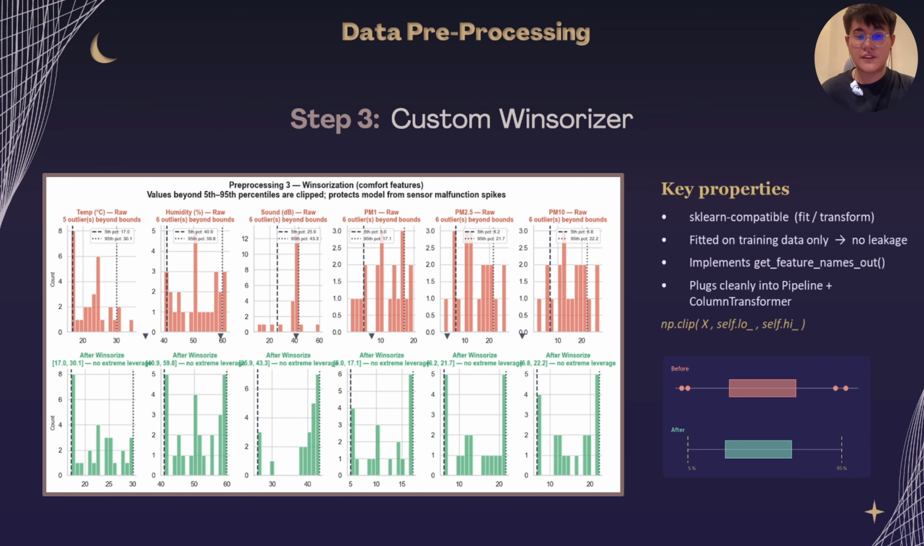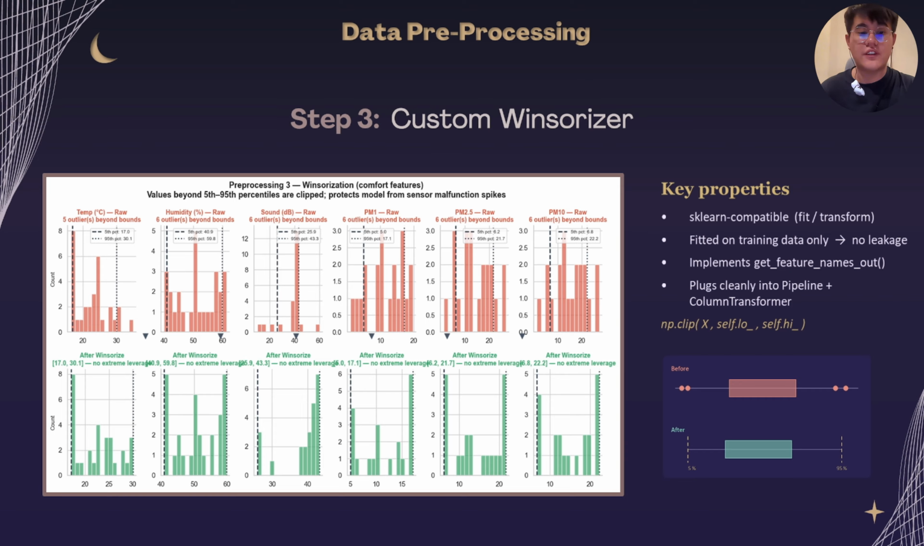For features that don't need log transformation, we clip each one to its 5th to 95th percentile interval. We build this as a custom scikit-learn compatible transformer from scratch. It fits only on training data, so test set percentile values never dominate the clip boundaries.